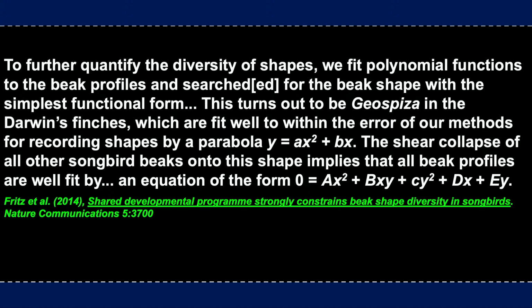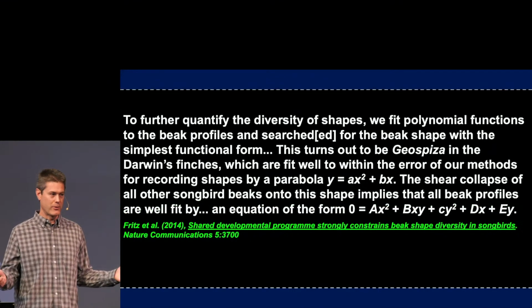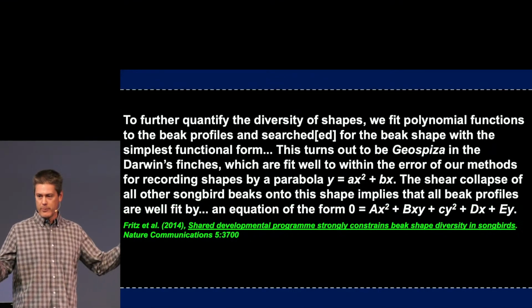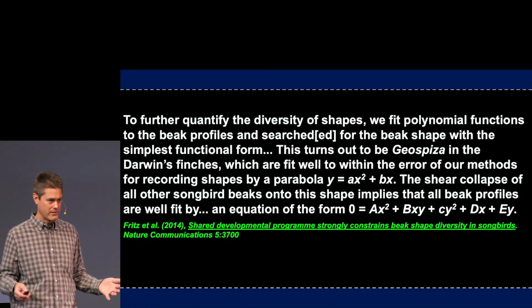There's the formula for it. Y equals x squared plus bx. The shear collapse of all other songbird beaks, not just Darwin's finches, onto this shape implies that all beak profiles are well fit by an equation of the form 0 equals ax squared plus bxy plus cy squared plus dx plus ey. So what's that saying? What that's saying is there's not random variation going on. They're all parabolic sections. They're geometrically, mathematically, functionally defined.